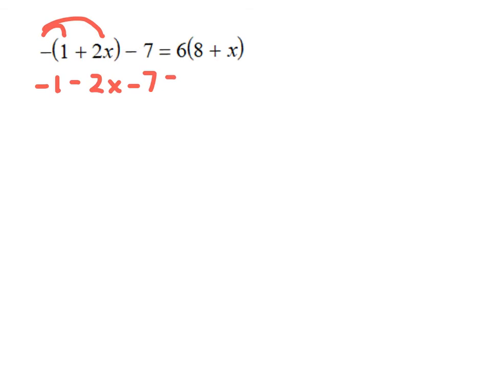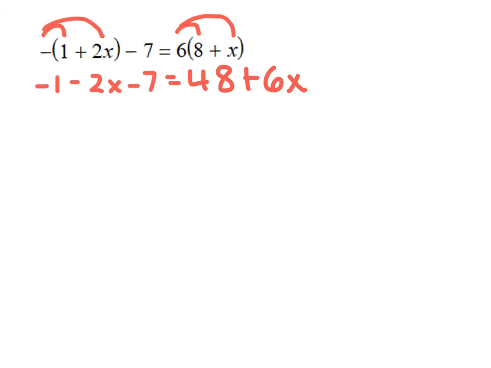On the other side, the first thing I need to do is distribute. So I'm going to distribute the 6 to the 8 and the x. So if I were to do that, 6 times 8 gives me 48 plus 6x.